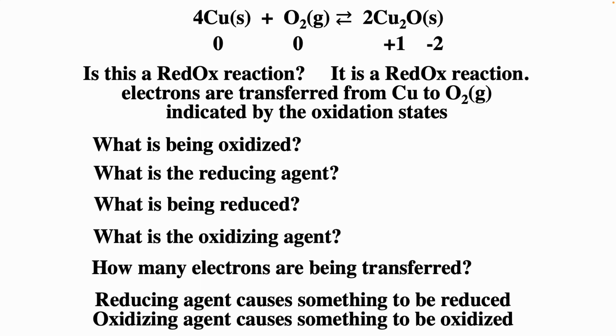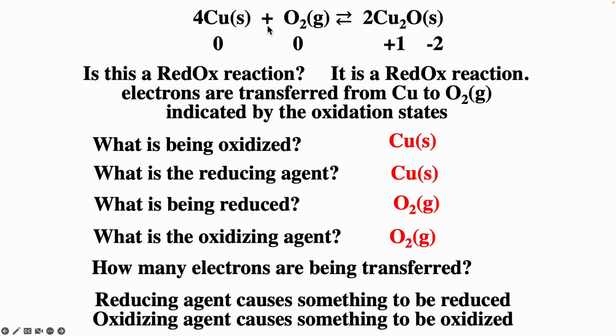And so electrons are being transferred from the copper to the oxygen. Now the copper is losing electrons, and so it's being oxidized. Remember, what's being oxidized is the reducing agent, so the copper metal is the reducing agent. Now the oxygen is gaining electrons, so it's being reduced, and the oxygen gas is the oxidizing agent.